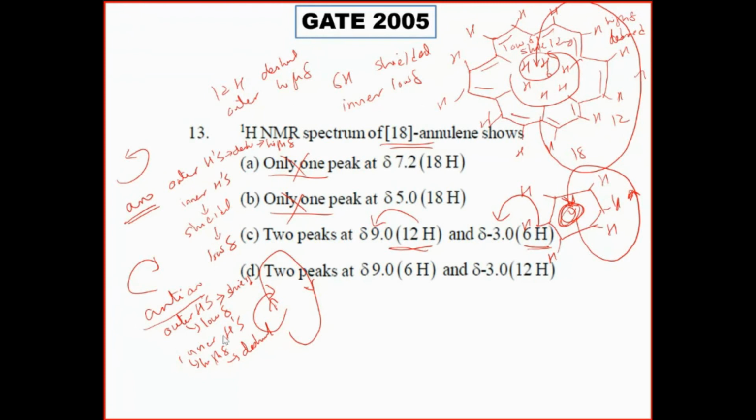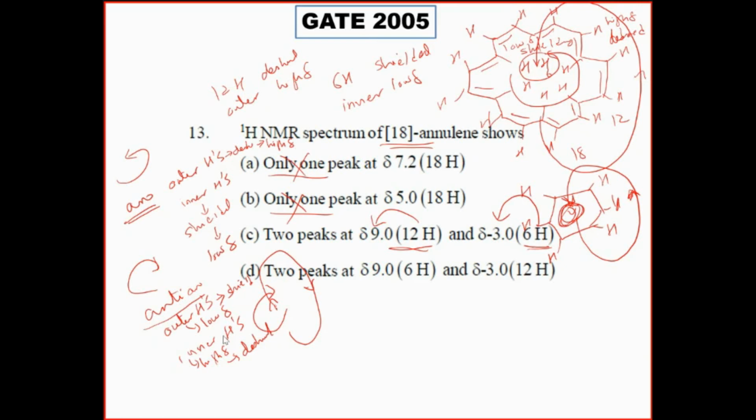Anyone, could you tell me what happens in an aromatic system? What happens to the outer protons? What about the inner protons? In an aromatic system, outer protons are de-shielded. They will have a high delta value. Inner protons will be shielded and have a low delta value. Very good. What about an anti-aromatic compound?